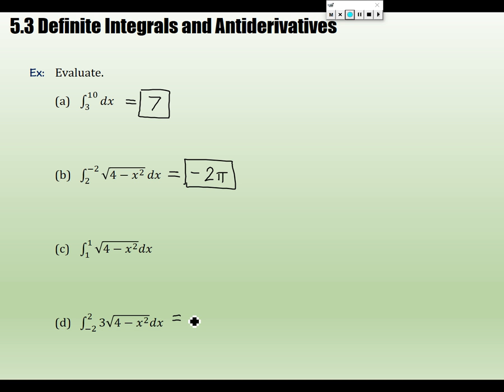So the property just shows you can take the 3 and move it outside of the integral. So you solve for 4 minus x under the integral of that first, and then you multiply by 3, and so you get 2 pi, and then you multiply it by 3, and you get 6 pi. I think I agree with you on that. And Olivia?